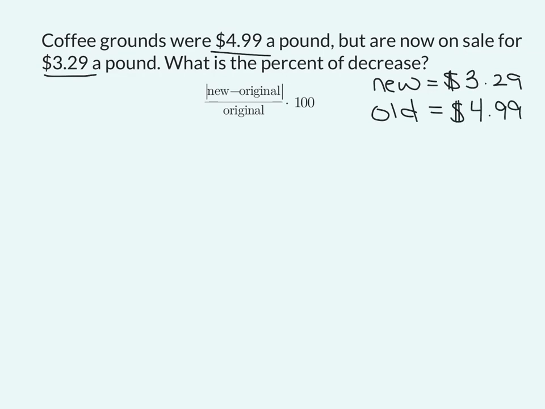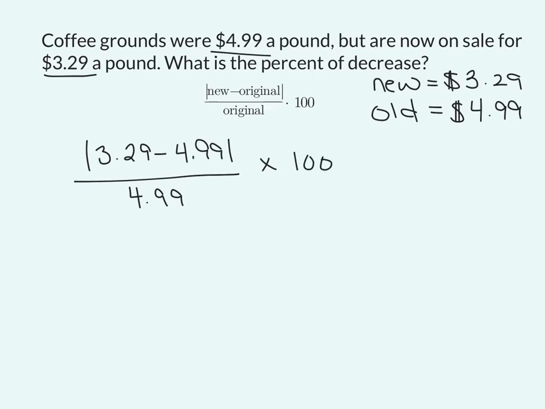So we'll take these values and substitute them into my formula to solve. So I have the absolute value of $3.29 minus $4.99 divided by $4.99, and then all of that is multiplied by 100. First, we'll do the operation in the numerator position. 3.29 minus 4.99 is negative 1.7.